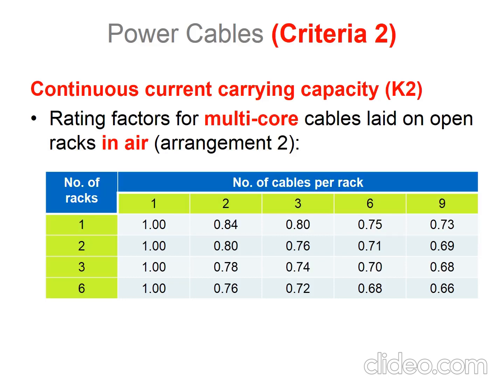This is the rating factor for multi-core cable laid on open rack in air for arrangement 2. We also have the number of racks, the number of cables per rack, and the factor. So we have to choose the number of racks and the number of cables per rack. Then we know the factor for K2.